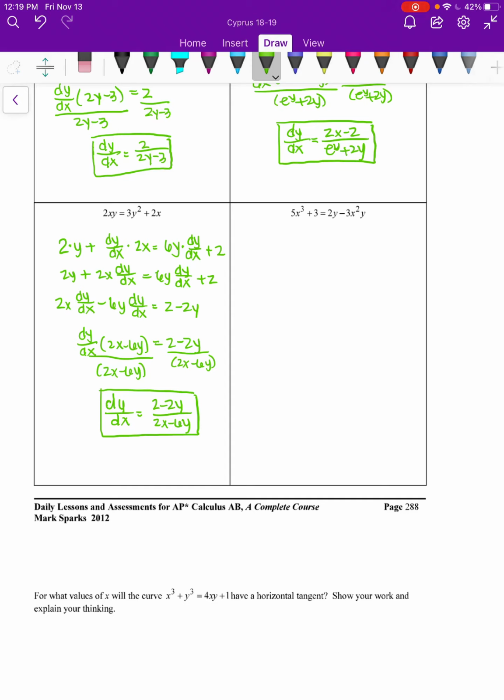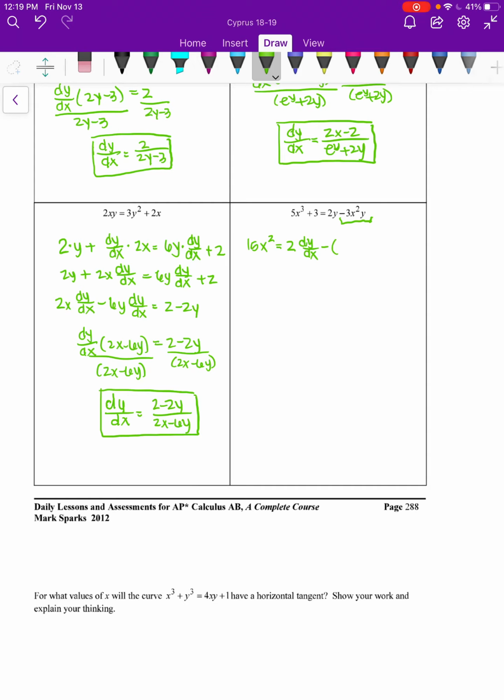So again, this one has another product rule, right? That 3x squared times y is a product rule. So we're going to have to remember to do that when we get to that side of the equation. The derivative of the left side of the equation is easy because there's no y values on it. So we have 15x squared. And then the derivative of 3 is 0. So that's it for the left side. Equals the derivative of 2y, which is 2 times the derivative of that inside piece, so dy/dx.